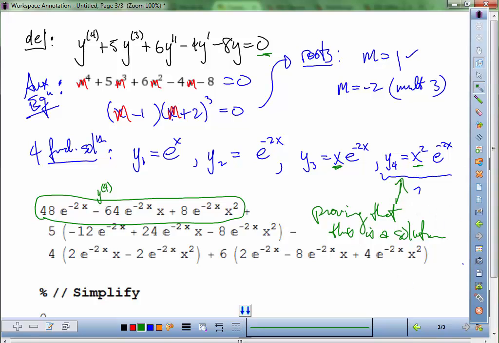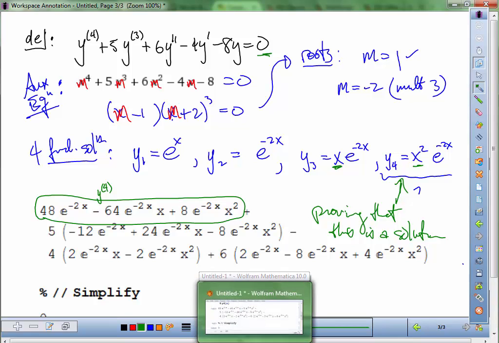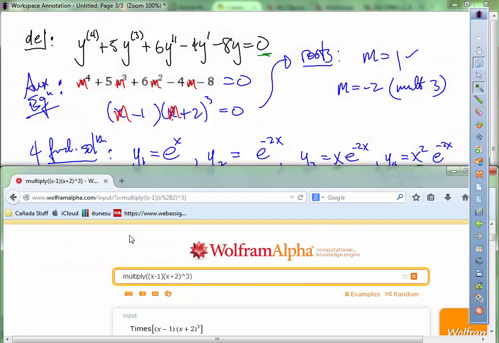All right, now let's do another one. And for this next one, I want to do an example where I will have complex conjugates.